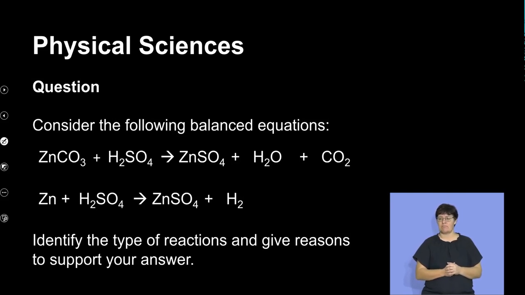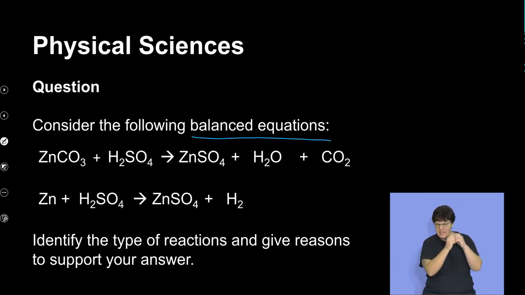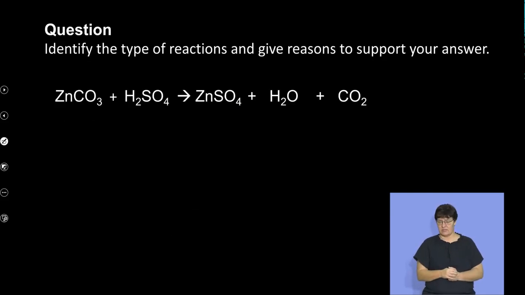Now let's look at the other question, which says, consider the following balanced equation. Now this equation has been balanced for us already. So we don't need to tamper with the stoichiometry, the stoichiometric ratio in which they react. We can simply interpret because it has been balanced for us. But the main focus in this question, it says, identify the type of reactions and give a reason to support your answer, right? Okay, so let's look at the first one.